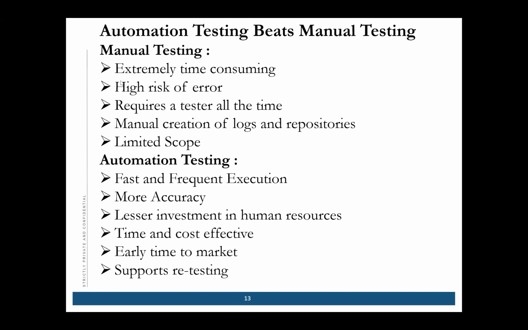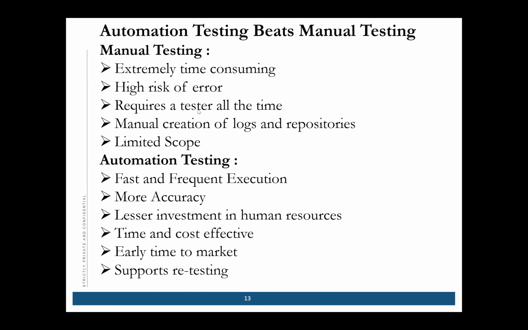Once your test scripts are ready, you can execute your scripts again and again, and that gives an early time to market and supports retesting. So yes, that's why we write the test scripts, so that it will support our retesting and regression testing. Whenever we get a new build, we just have to click on a button and all the test cases will be executed automatically. So that is the main aim of automation testing.